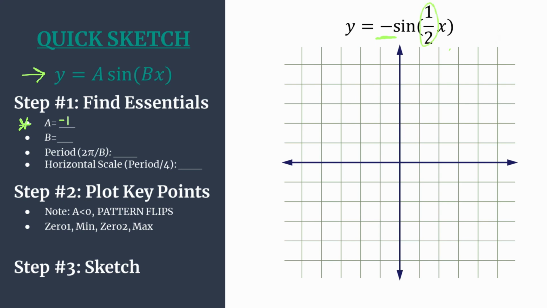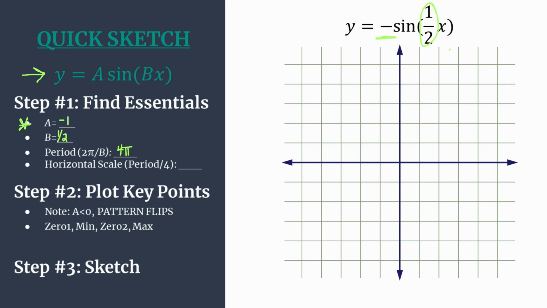Okay, on to b. B is the coefficient in front of the x. In this case, it's 1/2. And we use that to calculate the period. So you do that with 2 pi over b. So 2 pi divided by 1/2 is the same thing as multiplying by 2. So we'll get that our period here is 4 pi. And remember, period is just the horizontal length of one complete cycle.